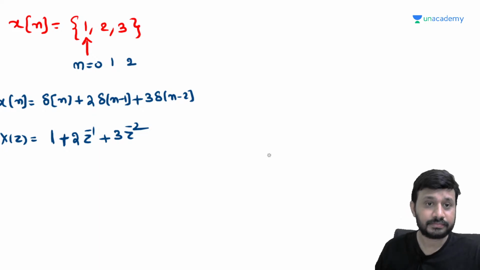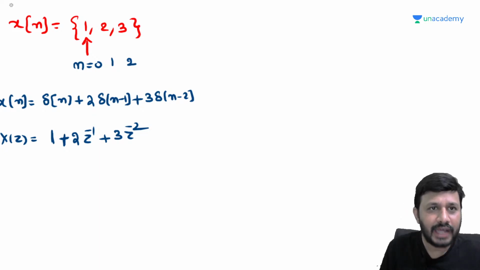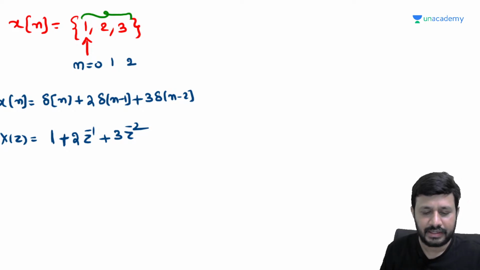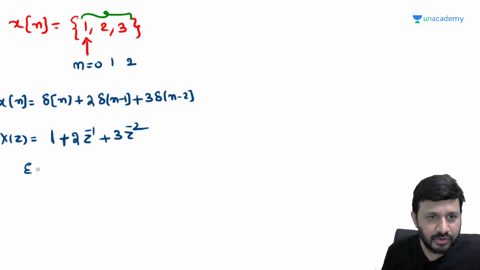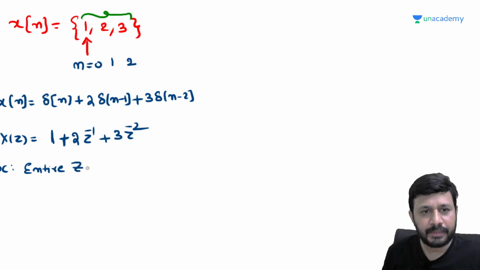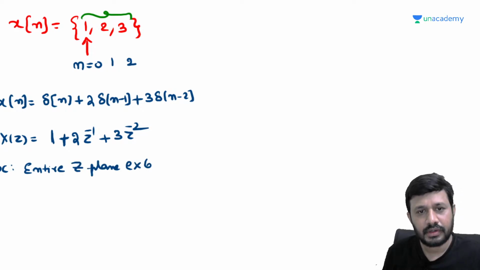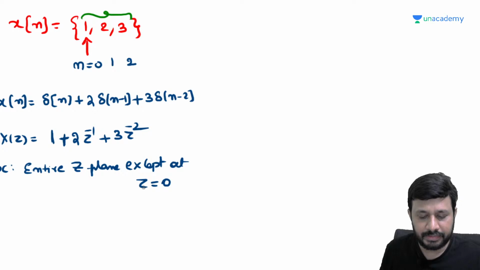What is the ROC? How to get the ROC? First of all, this is a finite duration signal. For a finite duration signal, ROC is the entire Z plane. But what happens if I substitute z equal to 0? This becomes infinite. So the ROC will be the entire Z plane except at z equal to 0.